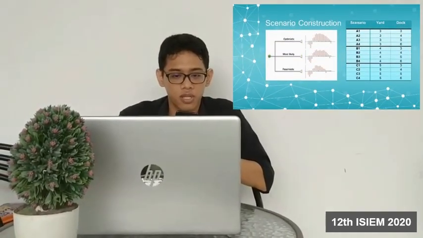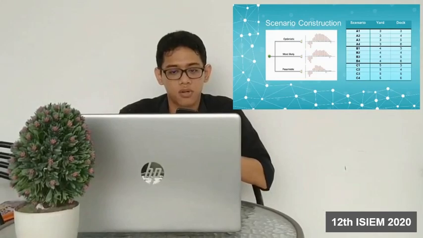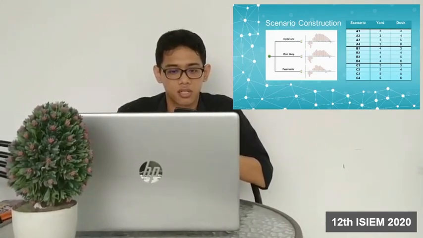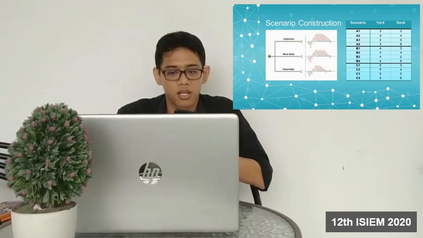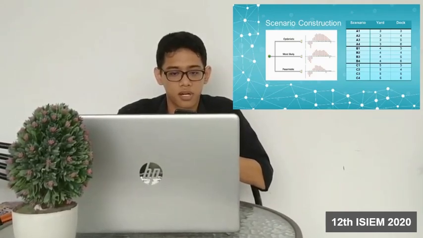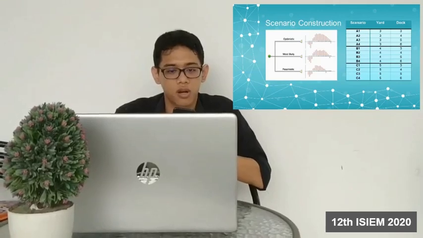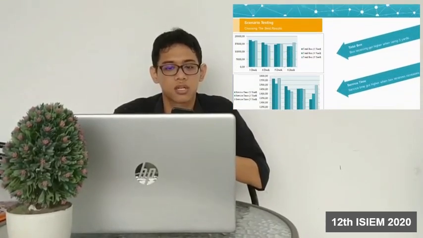If so, then we make a scenario for the system improvement. The scenario created is in the following table. The letter describes the amount of yard, while the number describes the amount of dock gates. So the number of scenarios created is 12.